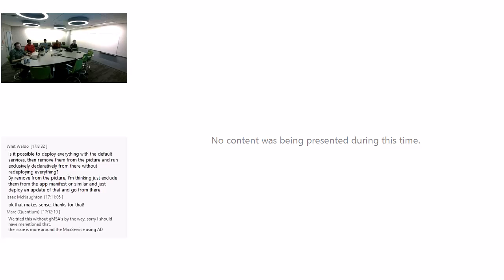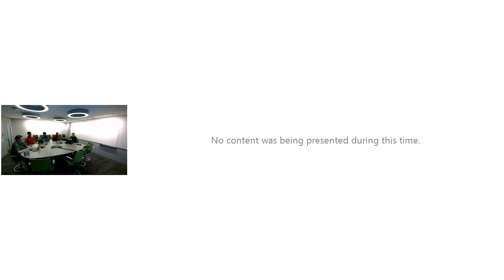It's a good thing to clarify in our docs. What does it say there? We tried this without GMSA restoration. The issue is more on the microservice using AD. Oh. But what's the actual problem that you end up having? Just that you have to add it to a particular part of the AD tree or forest? Do you have a microphone, Mark? Maybe you could talk to us.